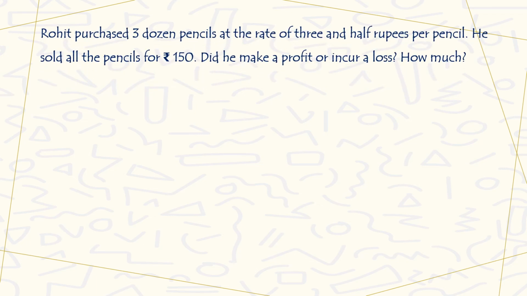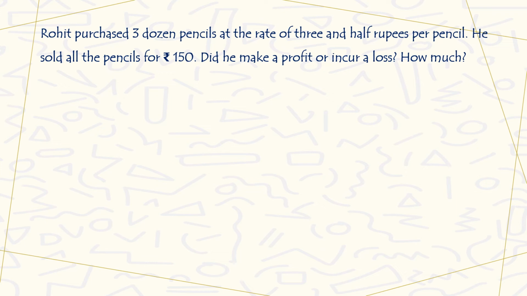Rohit purchased 3 dozens pencils at the rate of 3.5 rupee per pencil. He sold all the pencils for rupees 150. Did he make a profit or incur a loss? How much? First understand whether it was a profit or loss from the question itself. Then we will work out and solve the sum and get the numbers. Now pay attention. First part mein we will understand whether it was a profit or a loss.